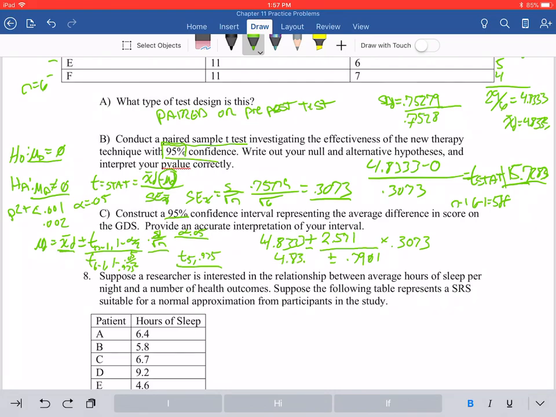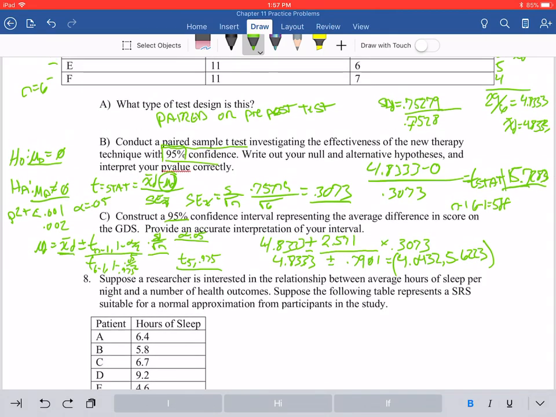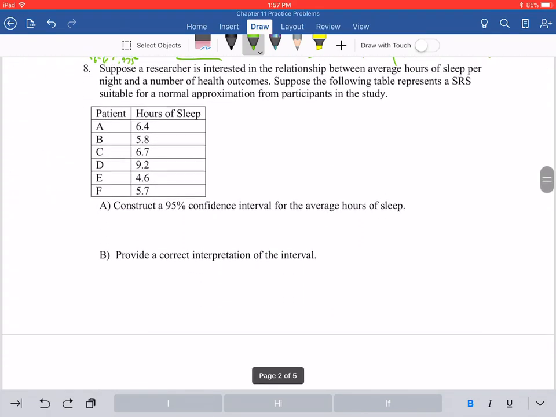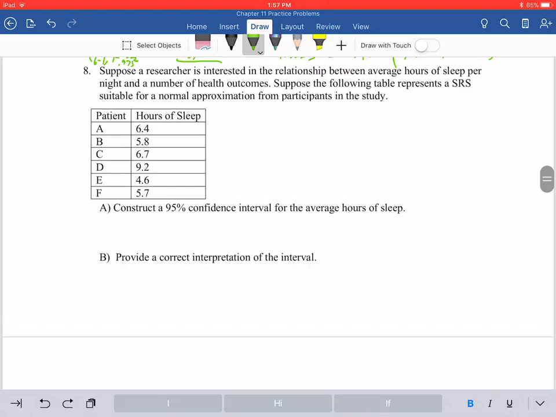0.7901 plus or minus our 4.8333. And we're going to get our confidence interval to equal 4.0432 to 5.6223. Don't have a whole lot of room to write here, but this is where we would state that we are 95% confident that the true mean is between this interval. So that is 7C. So we move on to 8.